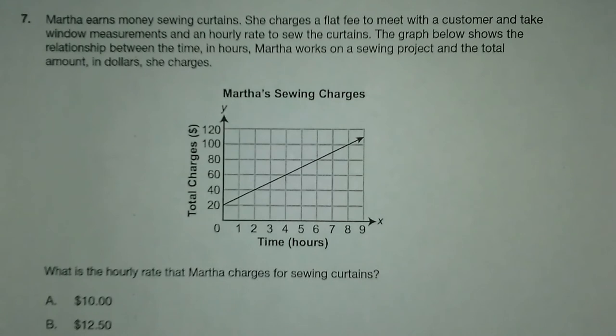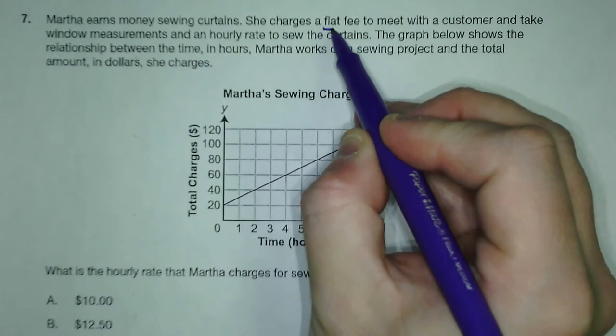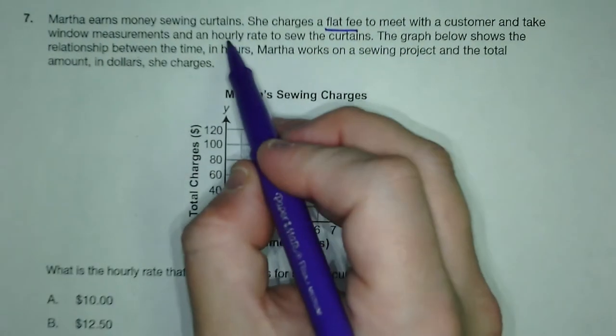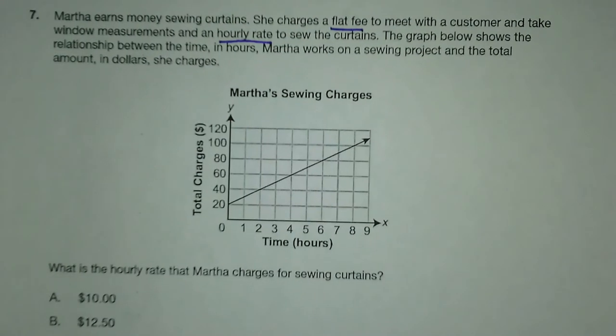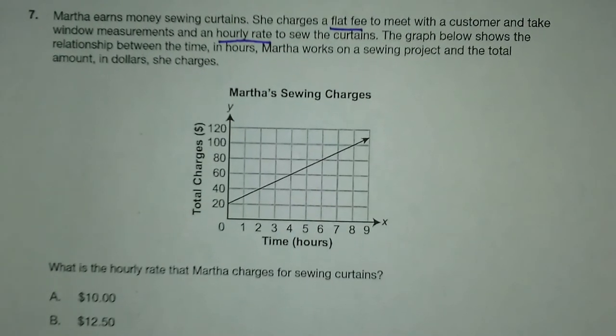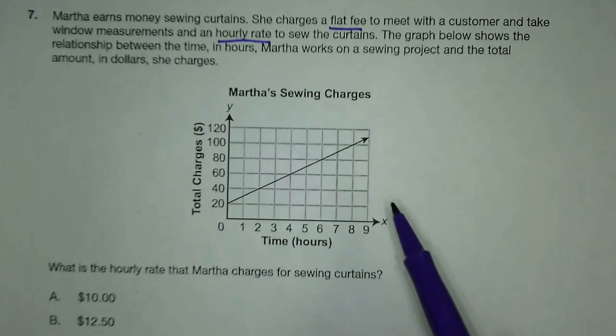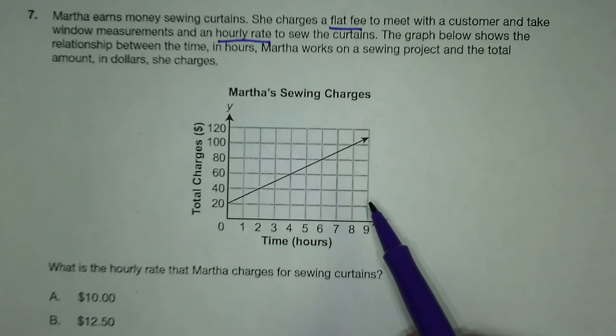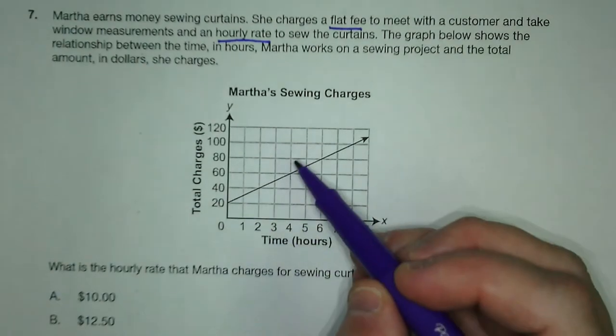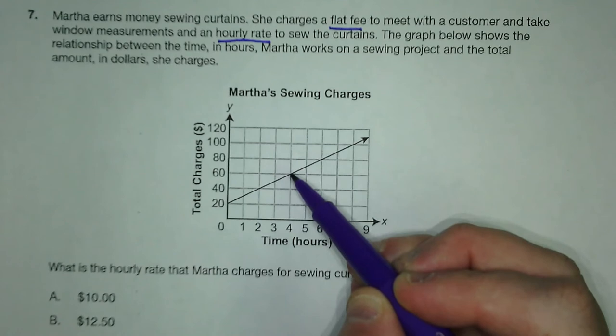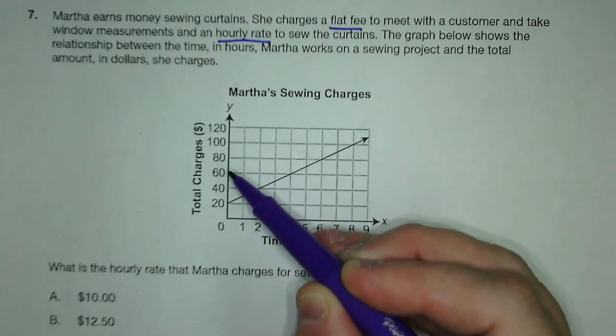Martha earns money sewing curtains. She charges a flat fee. Man, this happens all the time on the Keystones. There's a flat fee and then some rate. So there's a flat fee just to take measurements, but there's also an hourly rate to sew the curtains. The graph below shows the relationship between the time in hours Martha works on a sewing project and the total amount in dollars. Okay. So for example, if she spent 4 hours on a job, she would be charging $60.